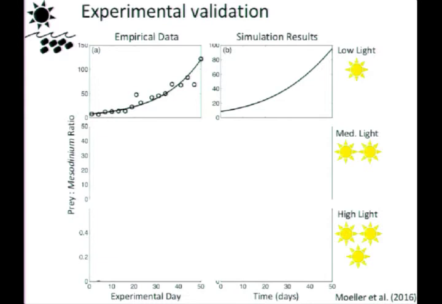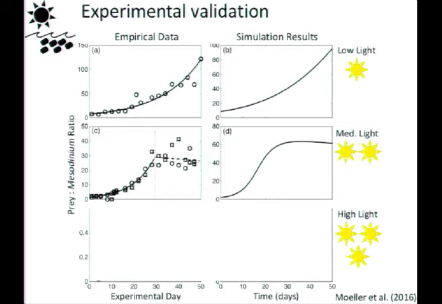Well, it turns out that at this point, the incubator's lights are so low that the mesodynium cells actually can't grow, but the prey cells can. And so we see an exponential increase in that ratio of prey to predator over time. At intermediate light levels, that ratio first increases, but then levels off as these populations reach their equilibrium sizes.